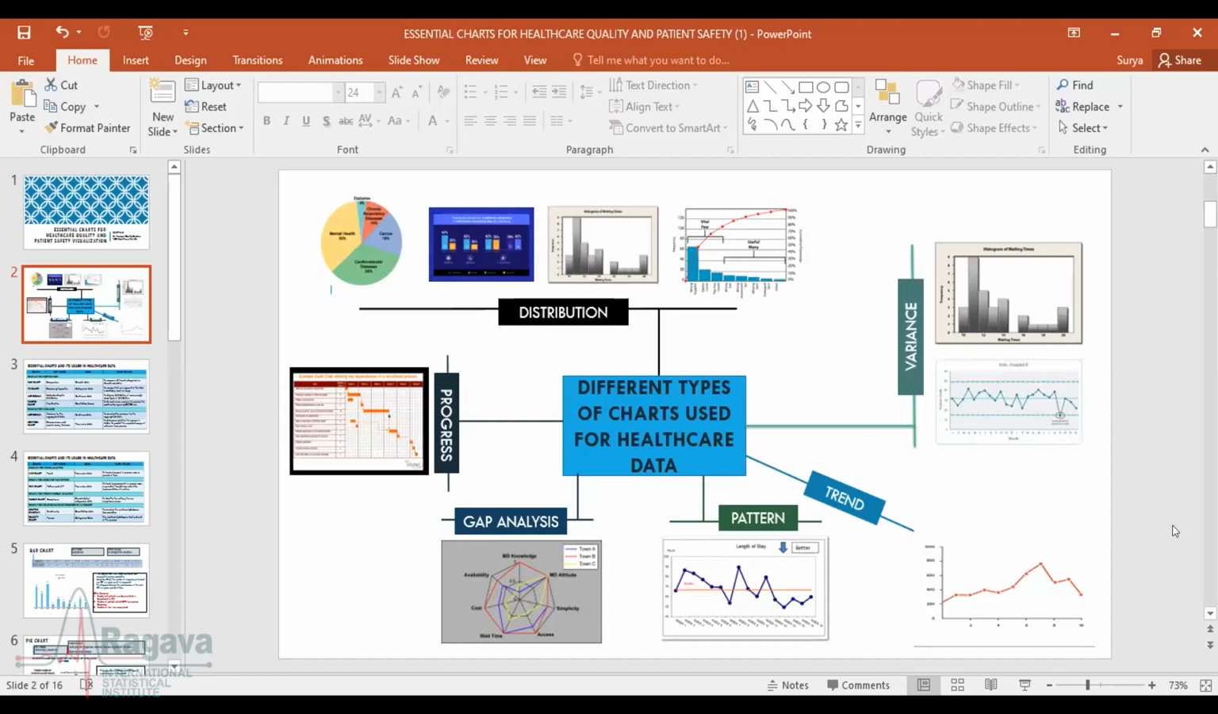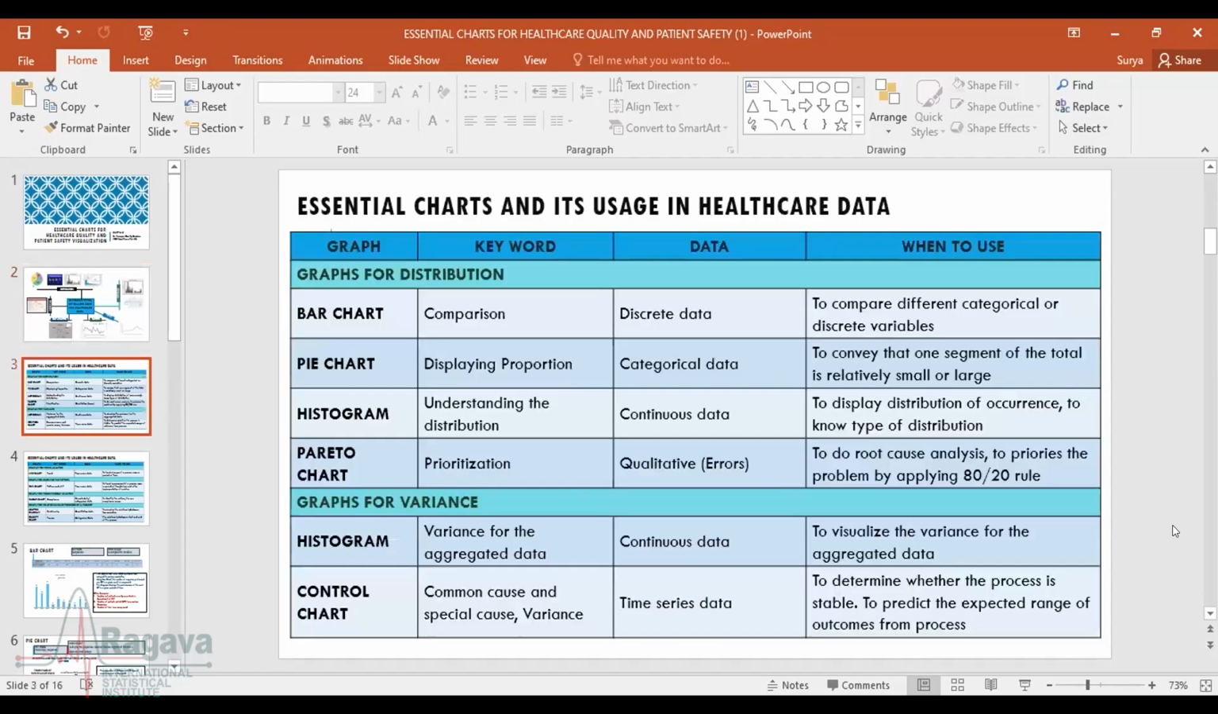So these are all the different types of charts we are going to discuss in today's session, and we will know each and every chart in a detailed manner. We need a particular amount of data for displaying into each and every chart. So what data do we require, and when can we use each chart in our day-to-day quality life? This is a small description about it.